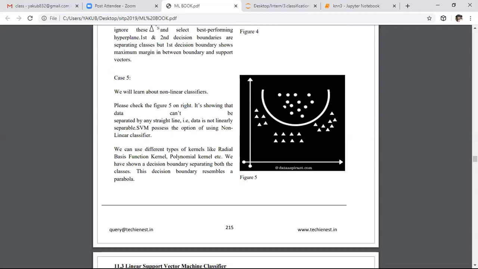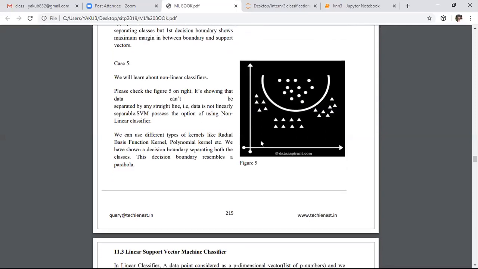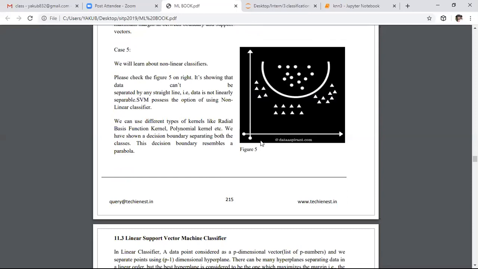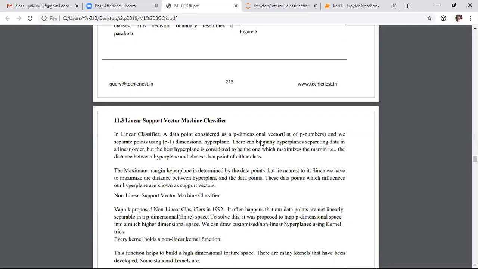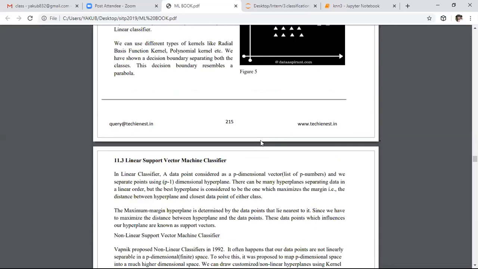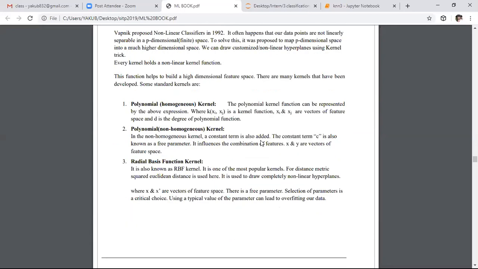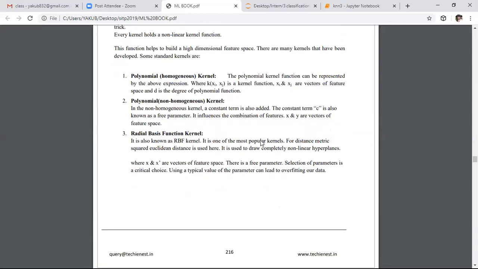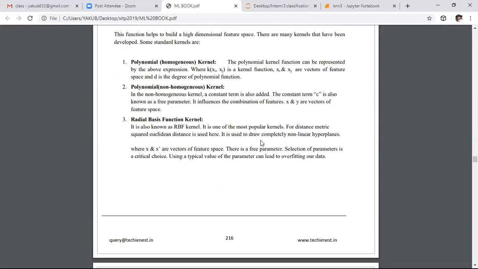By applying the kernel trick, we convert this 2D data into 3D form. After converting this data into 3D, we can easily classify the data. Here we have different kinds of kernels. Those are the polynomial kernel. I will forward you the intuition lectures after finishing this class, then you will get to know what is what. After that we have radial basis function, that is the Gaussian kernel.